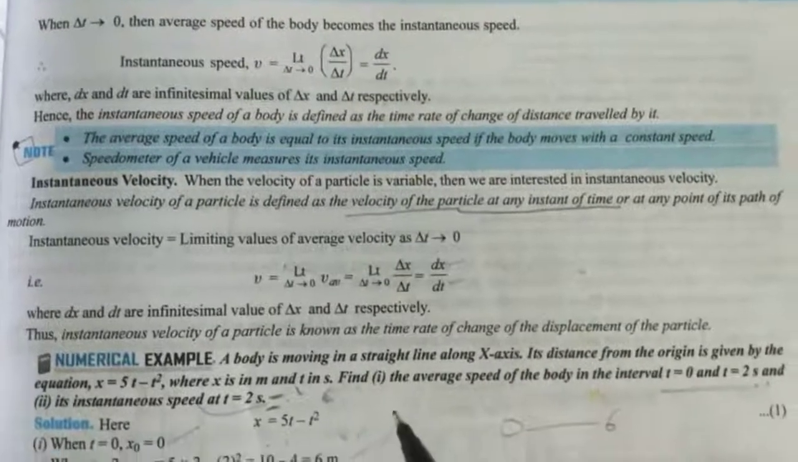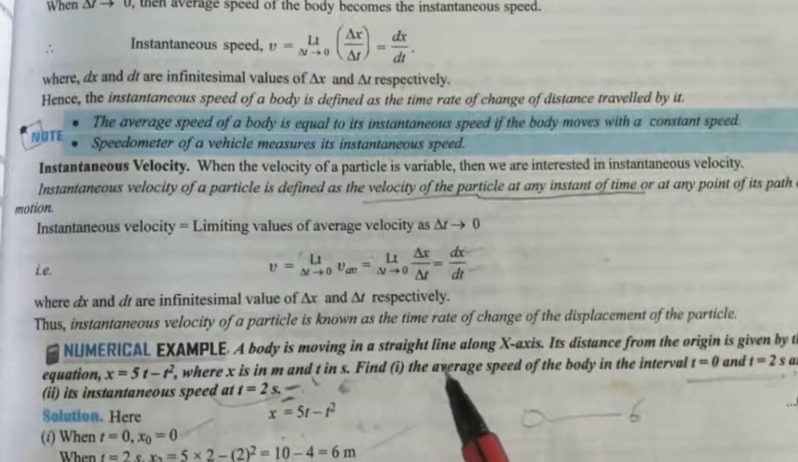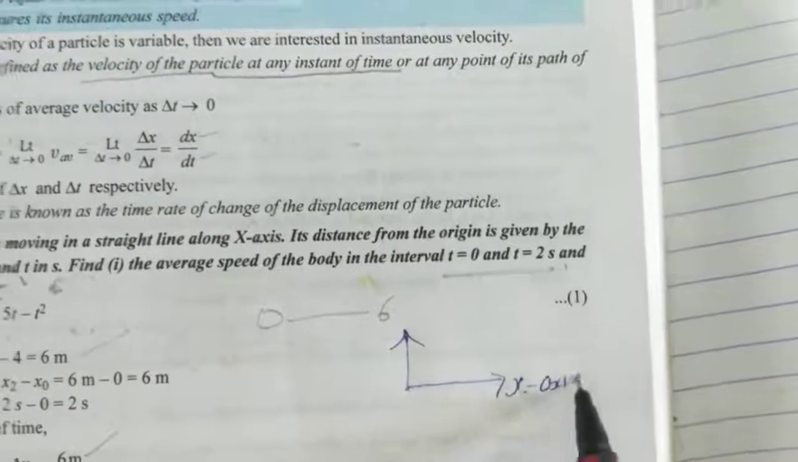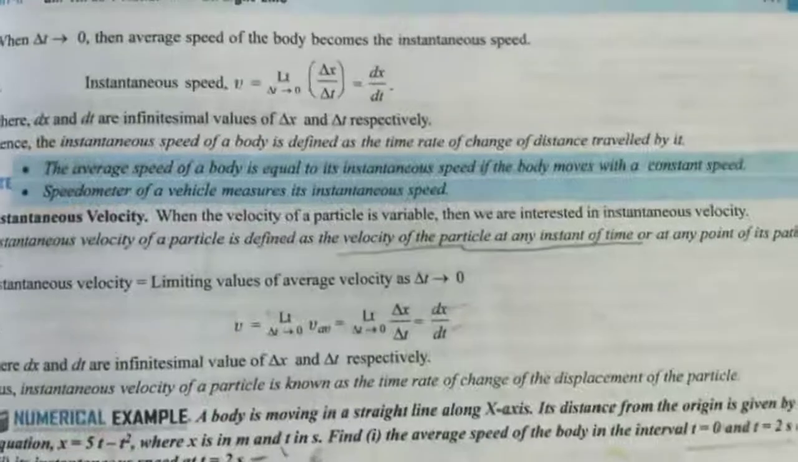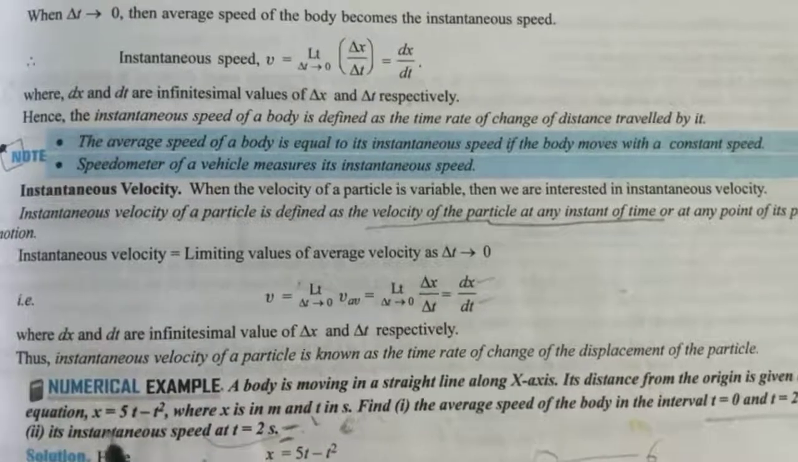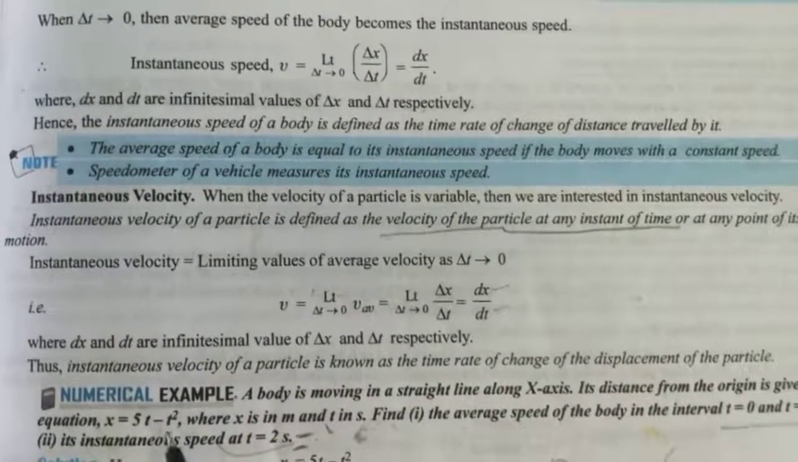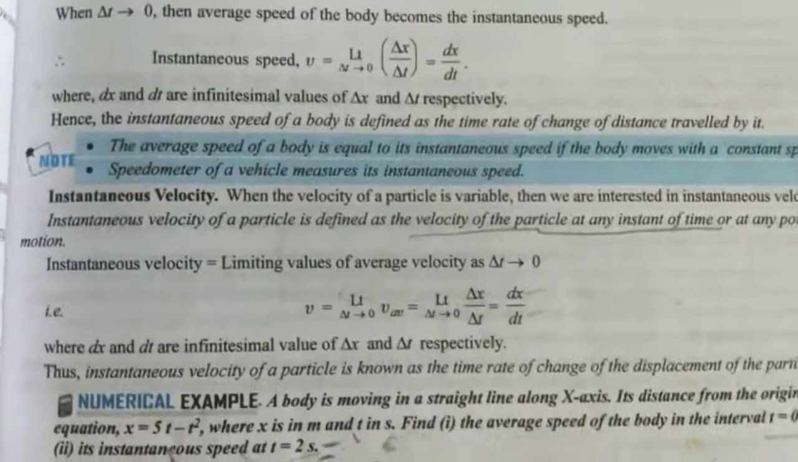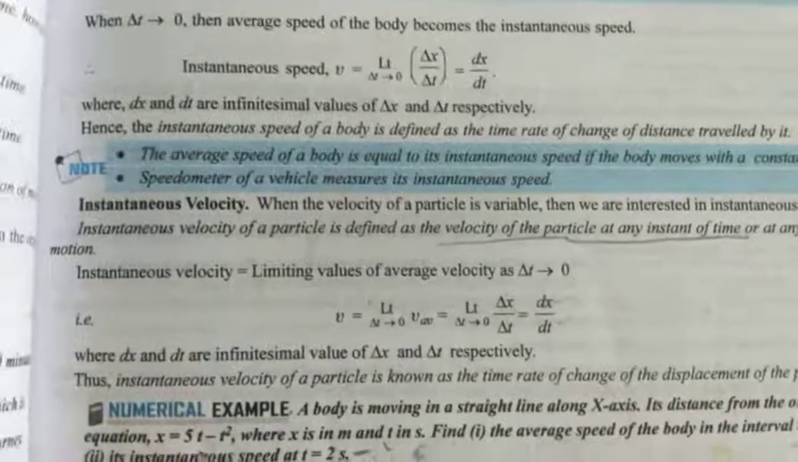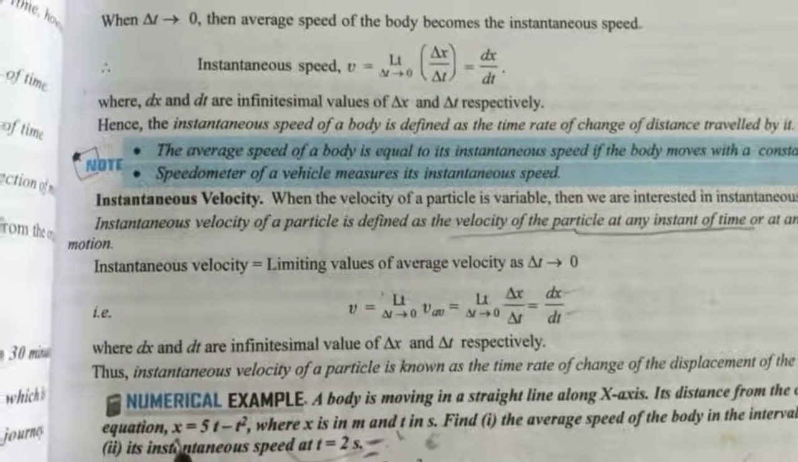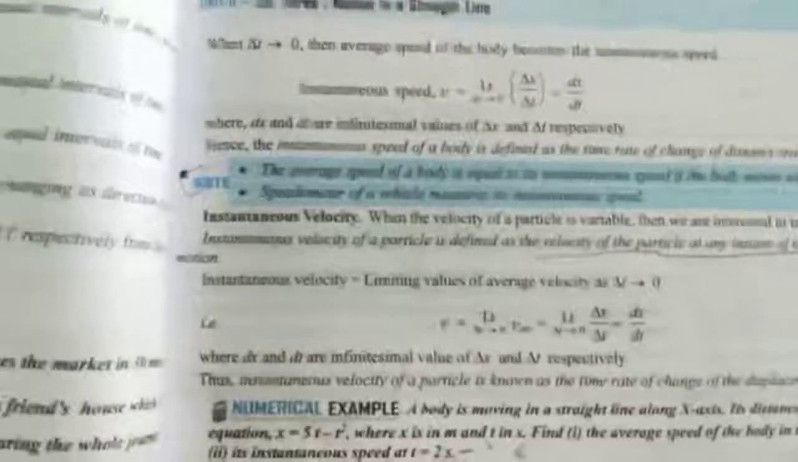So this is a numerical you have to try. A body is moving in a straight line, suppose along the x-axis. Its distance from the origin is given by this quadratic equation: x equals 5t minus t square, where t is time in seconds and x is distance in meters. Suppose at time 1 you put 1, you will get the distance covered. You put time t equals 2, you will get the distance covered in 2 seconds.